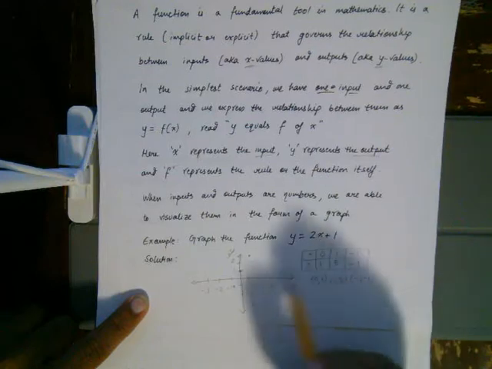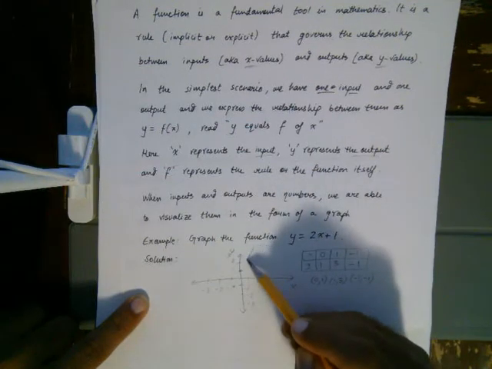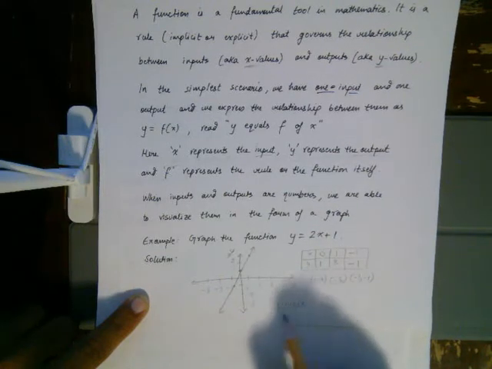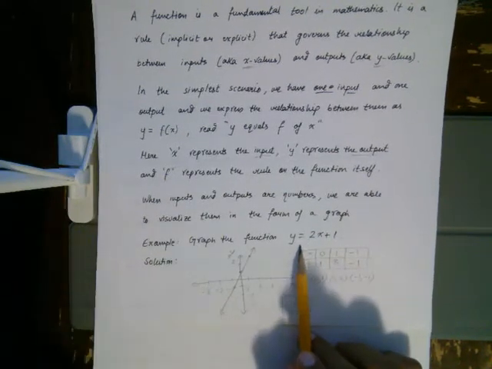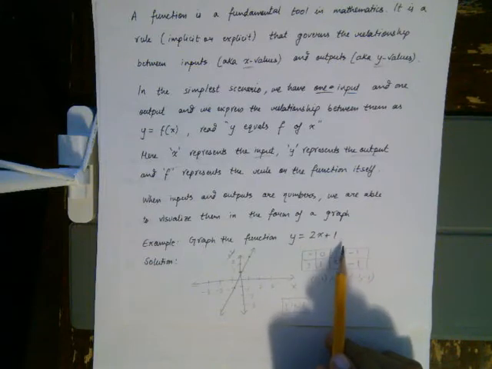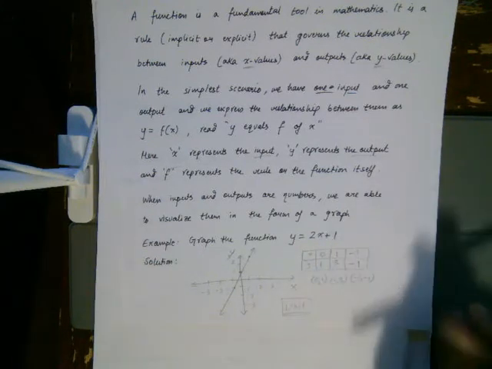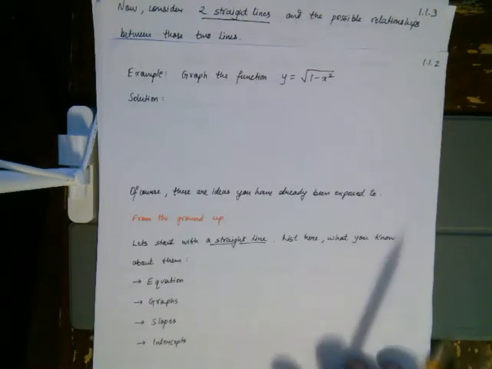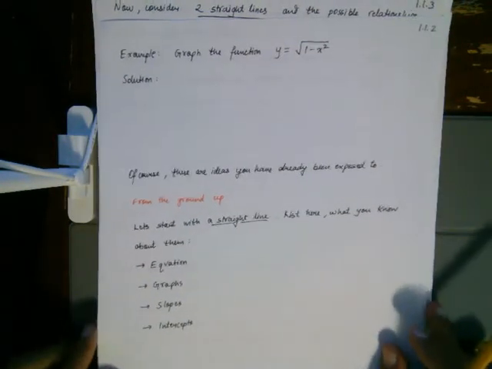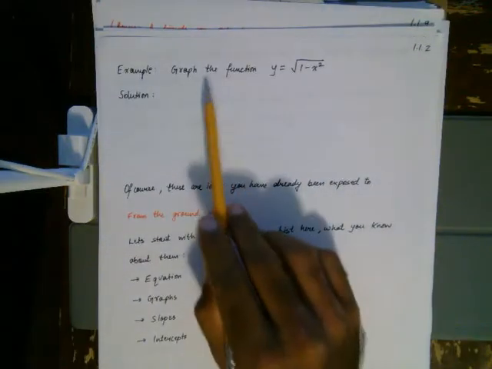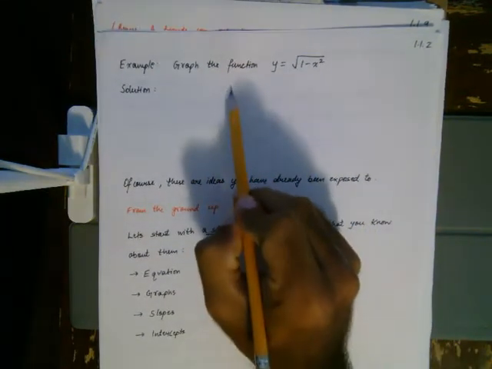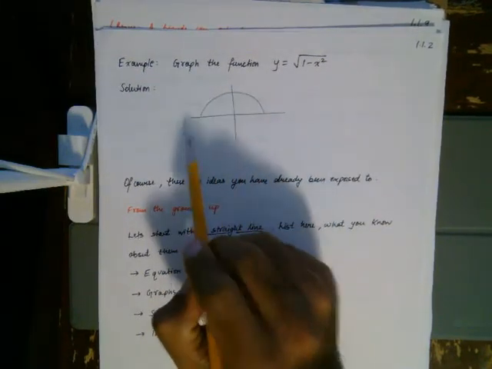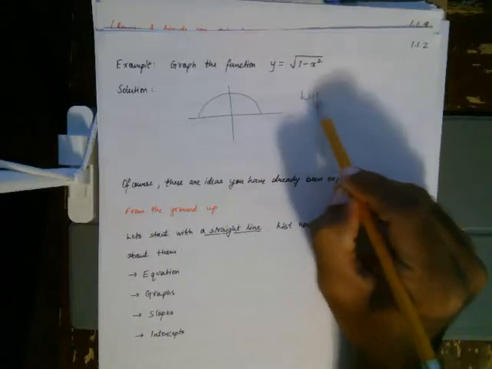Now, if you were to make this table with a bunch of different points, what you would get is a solid line. But you already know this, that this is in a y equals mx plus c form, which represents a straight line. Now, you may not always have a linear relationship. Right? For example, graph this function. Now, I'm going to give you the solution. The solution looks like that, which is half of a circle.